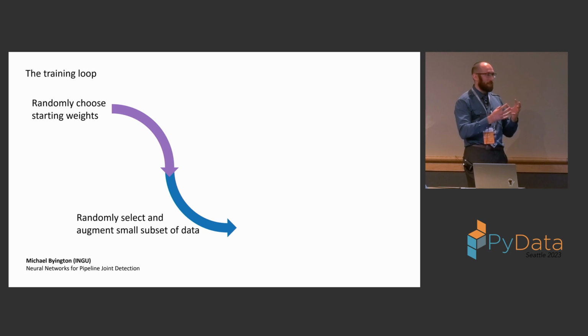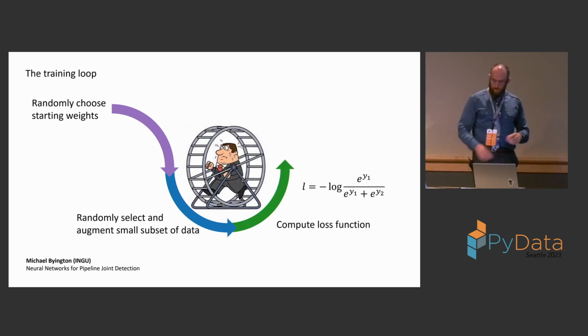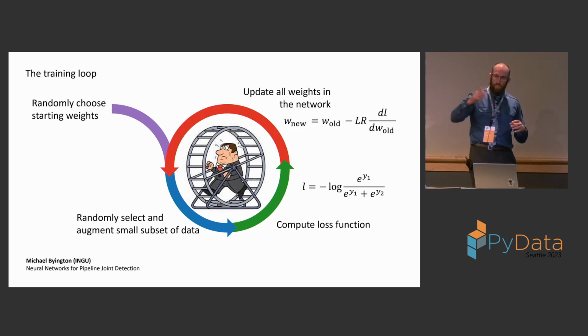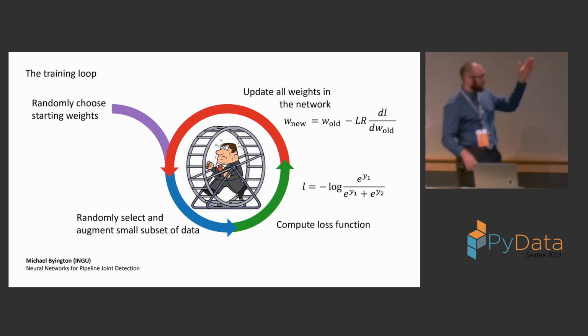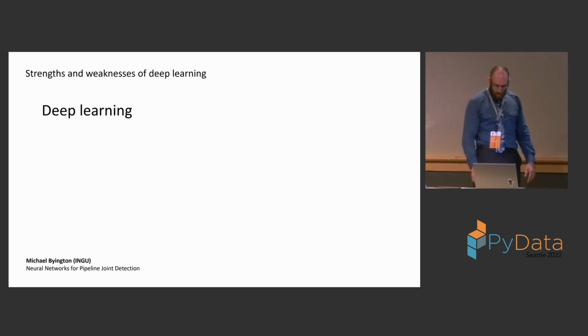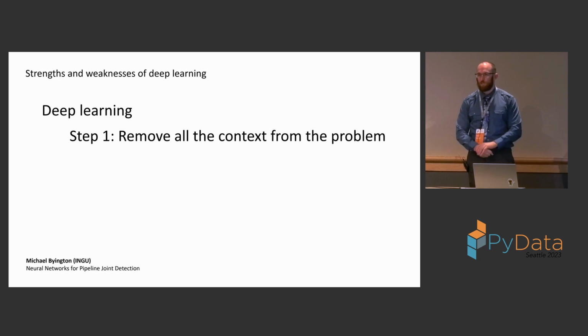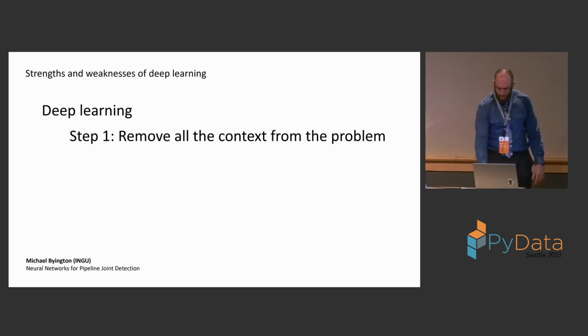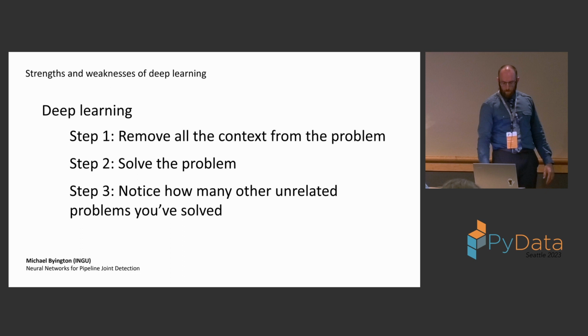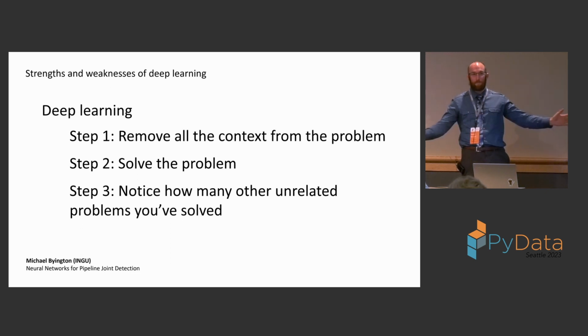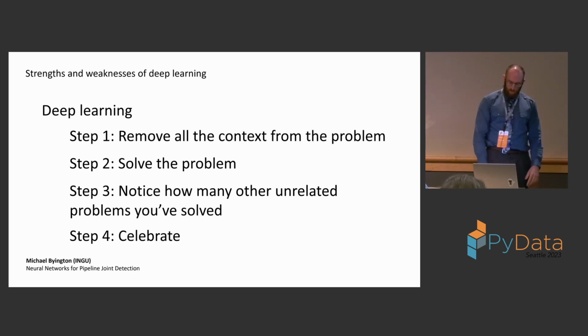You select a small subset of your data. You can augment that data, stretch or compress, or do something that changes it slightly so that the neural network can't memorize it. And then compute the loss function over this small subset of data, update all the weights, and when you go through this process, this is called training your neural network. The cool thing about deep learning is the first step is almost always remove almost all of the context from your problem. This is nice because once you've solved the problem, you've solved many, many, many problems. And then you have cause to celebrate.